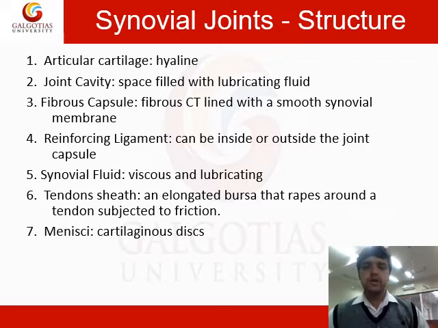The sixth component of the synovial joint is the tendon sheath. It is an elongated bursa that wraps around a tendon subject to friction. The seventh component is the menisci, which are formed by cartilaginous discs. So these are the 7 components forming the synovial joint.